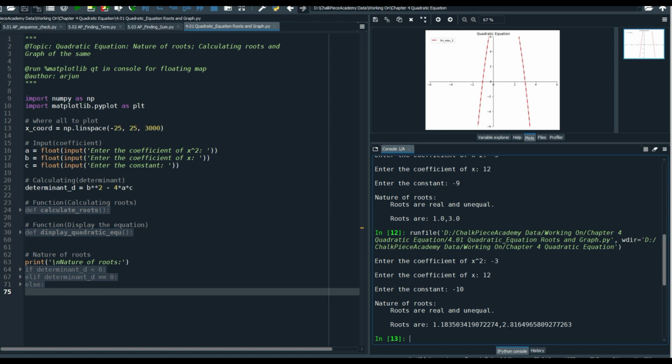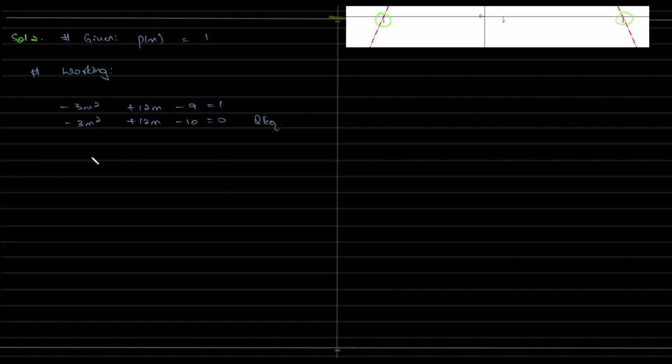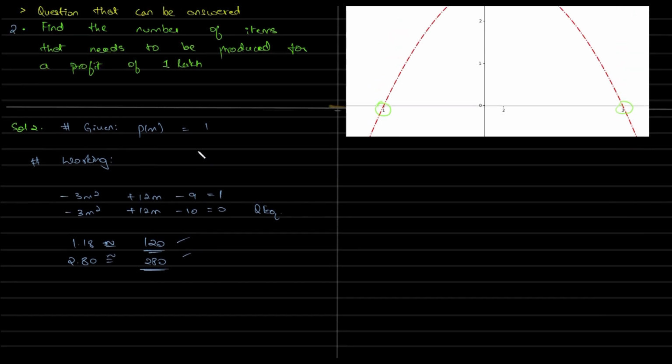So 1.18 and 2.81. So 1.18 is approximately 120 items we have to produce, if not 2.80-ish, approximately 280 items have to be produced every day to make a profit of 1 lakh. Again, the factors will change, right? Loan, so on and so forth, number of people working.